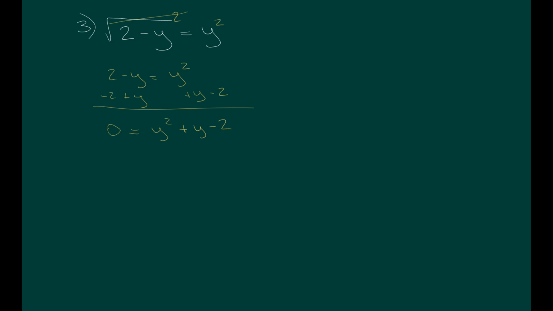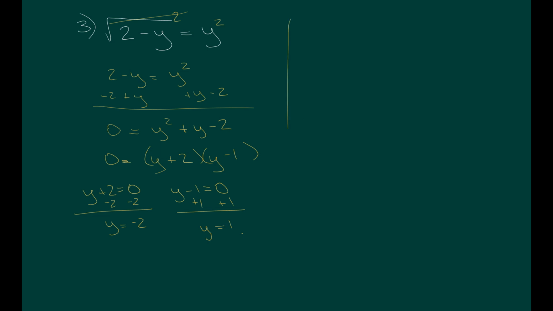Now, this is a quadratic equation, so I'm going to go ahead and factor. So anytime I end up with a quadratic term, I'm going to have to factor, which brings us back to chapter 8. So what times what gives me y squared, y and y? What times what gives me negative 2? That adds together to give me a positive 1, a positive 2, and a negative 1. So I would set both of those equal to 0 separately and solve for the y. So I get y equals negative 2 and y equals 1.